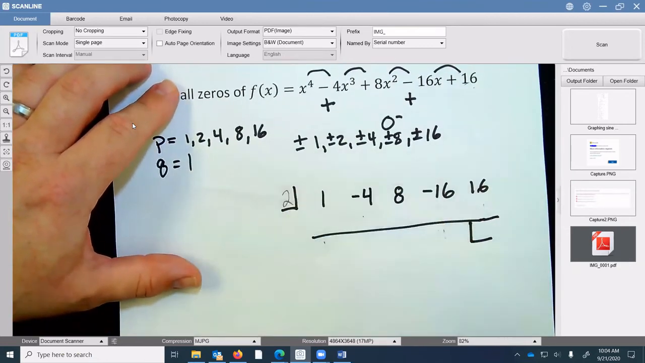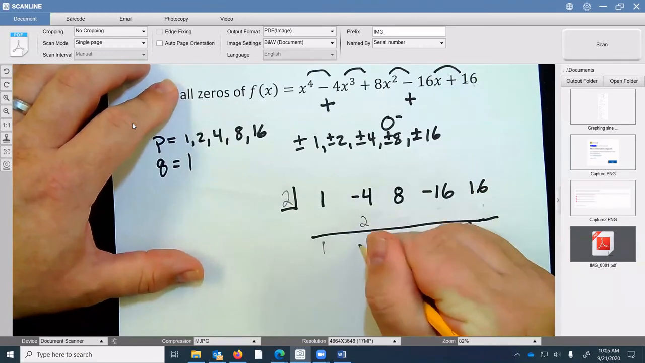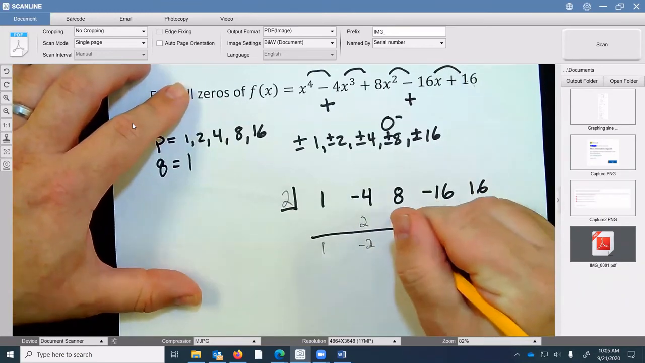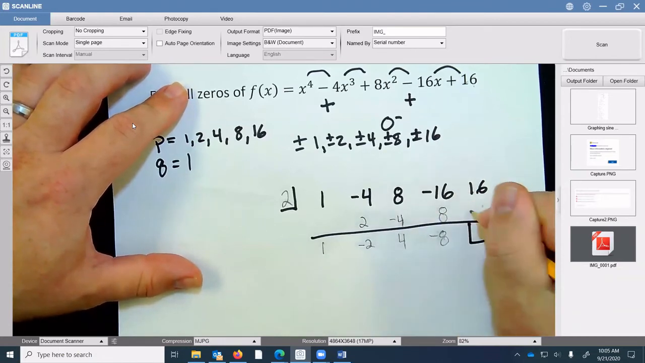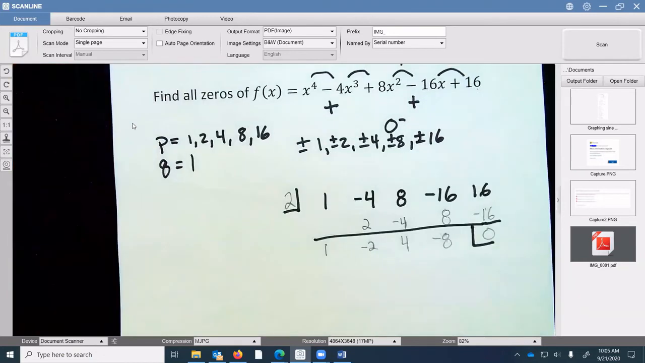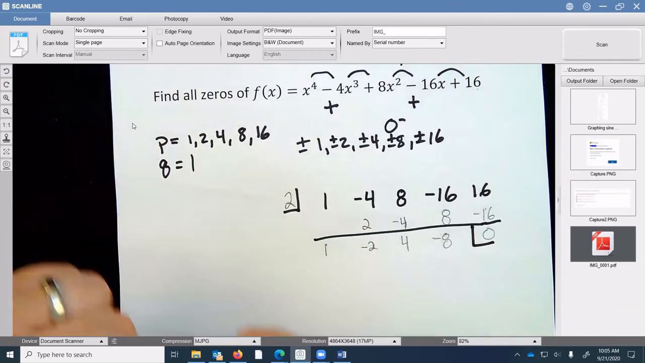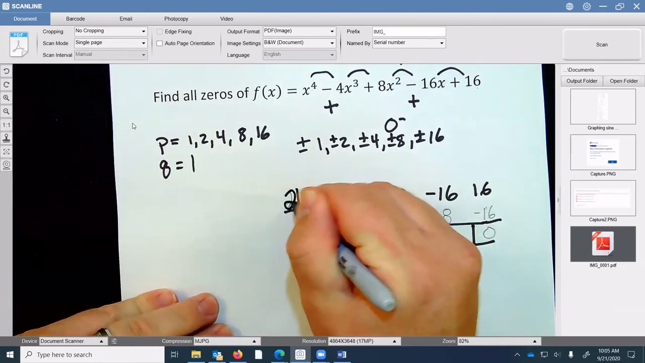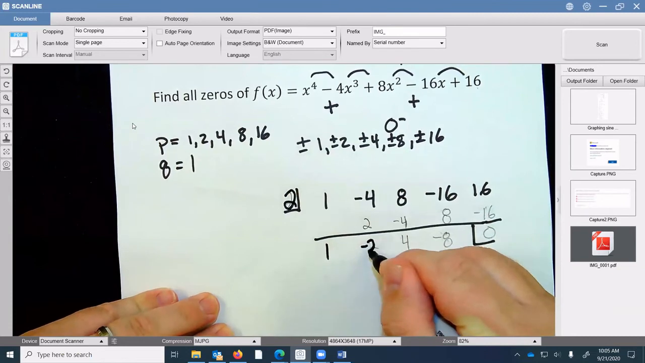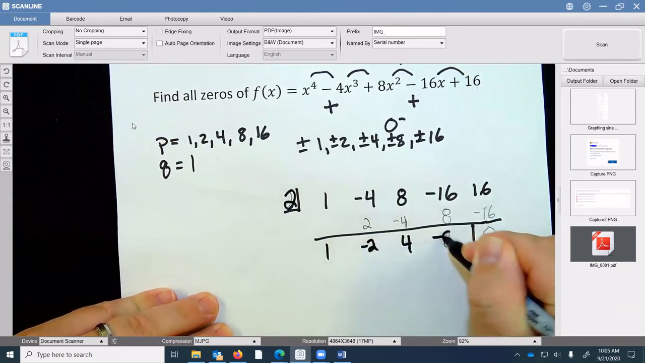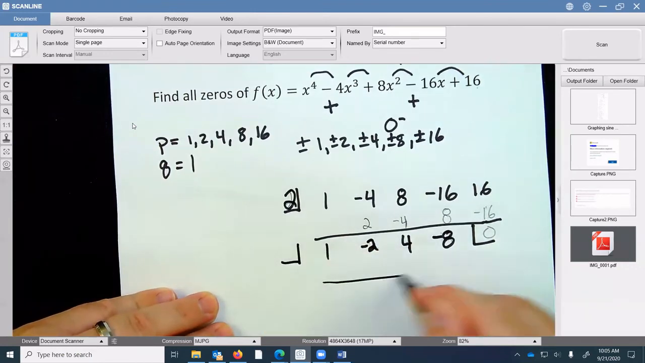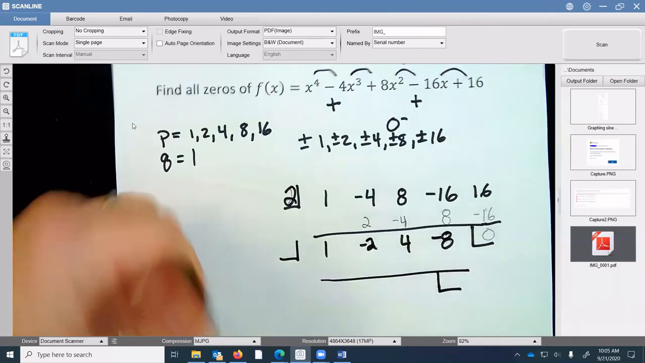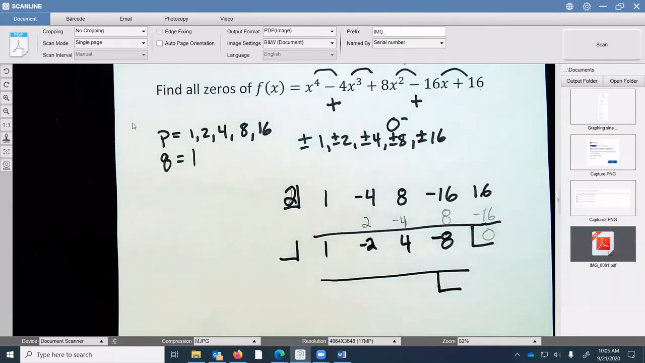Now I'll try 2. 1, 2, -2, -4, 4, 8, -8, -16. Look at that. I found one of my zeros. So 2 was one of my zeros. And remember, when I do my next synthetic division, I don't have to start at the beginning again. I can start where I've already factored one of them out.